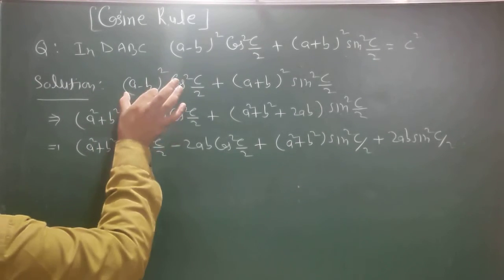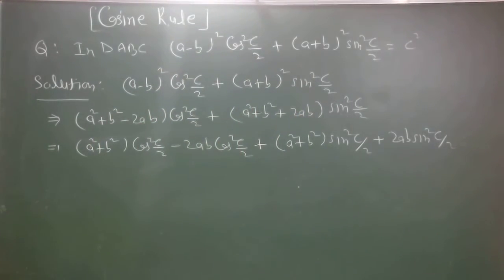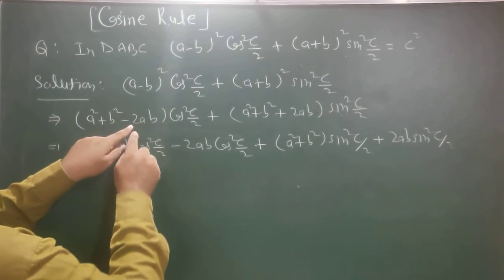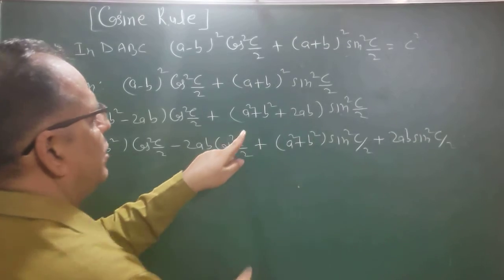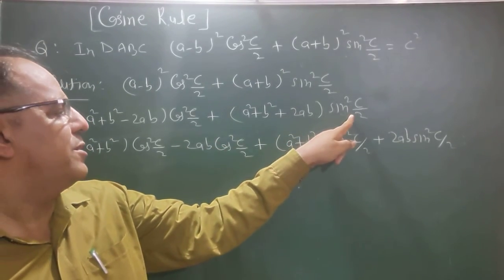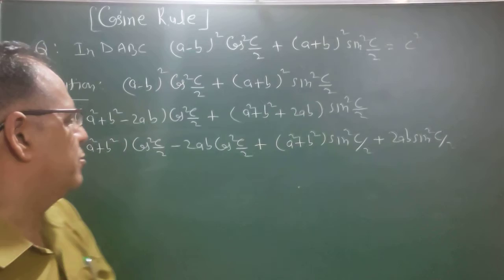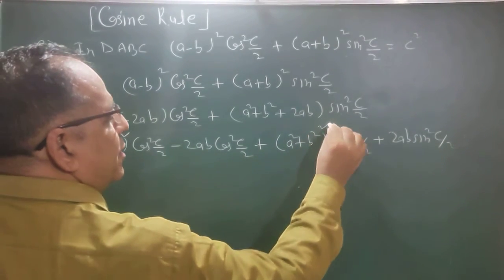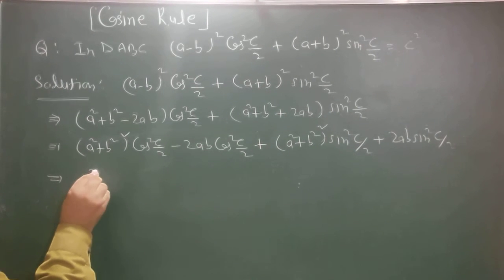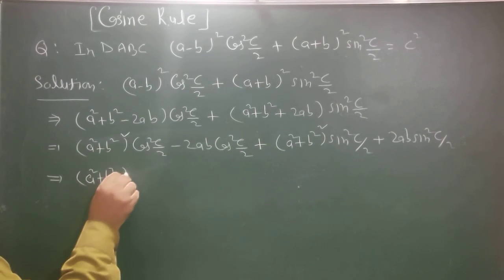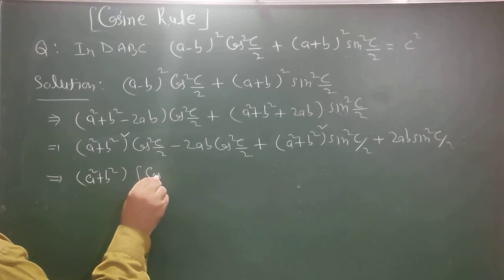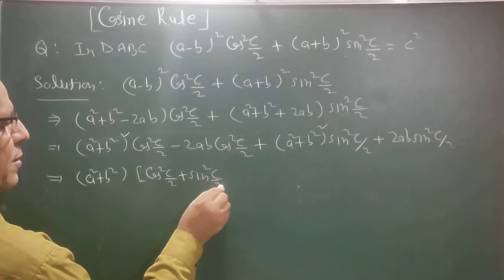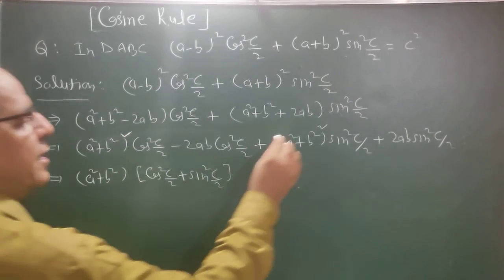Open the whole square, (A minus B) whole square and (A plus B) whole square, arranging the terms such as A square plus B square with cos square C by 2, minus 2AB with cos square C by 2, again A square plus B square with sin square C by 2 and 2AB with sin square C by 2. Now take common from these two terms A square plus B square. So if we take common A square plus B square, now we have inside the bracket cos square C by 2 plus sin square C by 2.